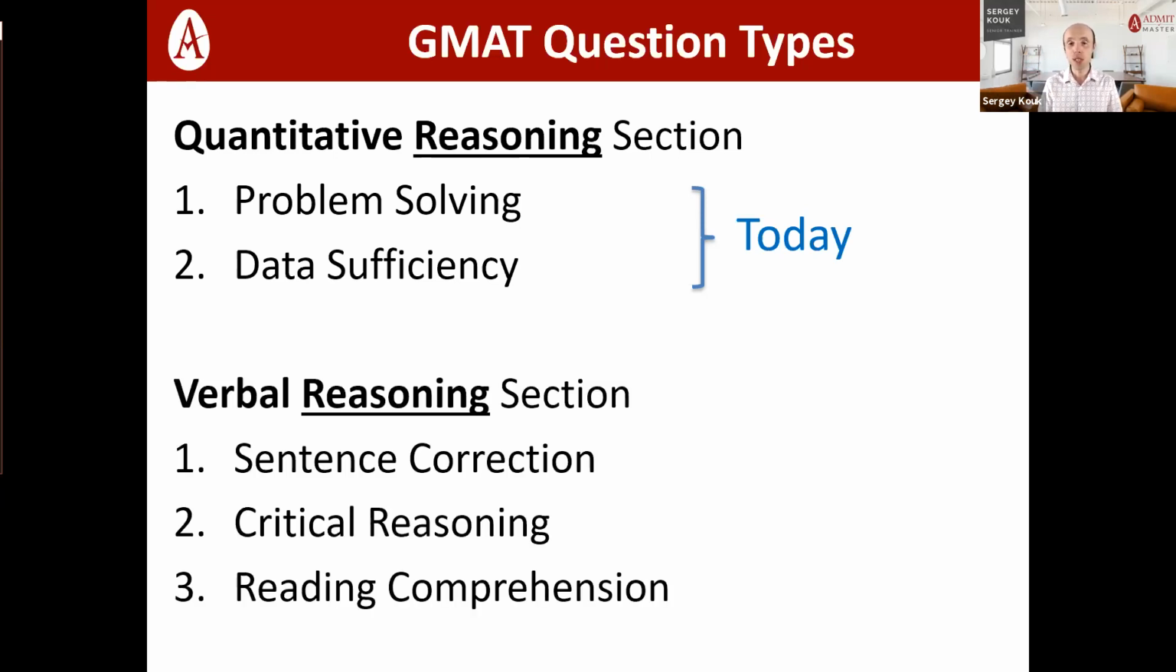And in terms of the verbal reasoning section, there are actually 3 types of questions. There are more questions on that section. If you remember the previous slide, there are 36 questions versus 31 on quant.